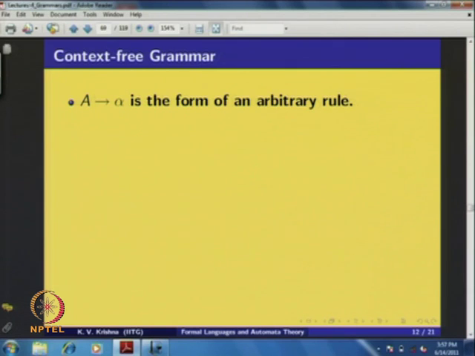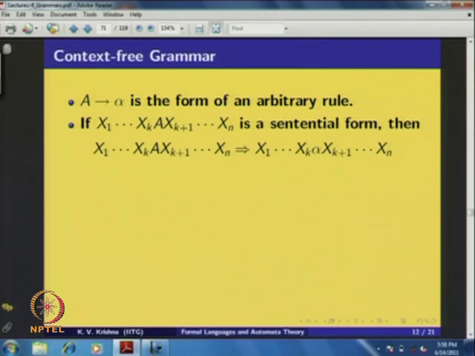Now, if you look at an arbitrary rule in the grammar that we have defined, it is of the form A goes to alpha. If you consider the sentential form, that means this string x 1 and so on x k, A, x k plus 1 and so on x n, if this is a sentential form, that means this is derived from the start symbol, and as A goes to alpha is a rule, by applying this rule in the sentential form, you can get a next step which is of the form x 1 x 2 and so on x k alpha x k plus 1 and so on x n.